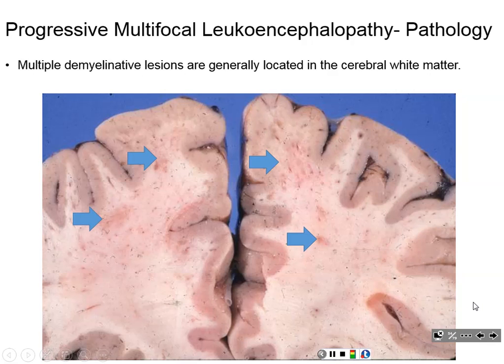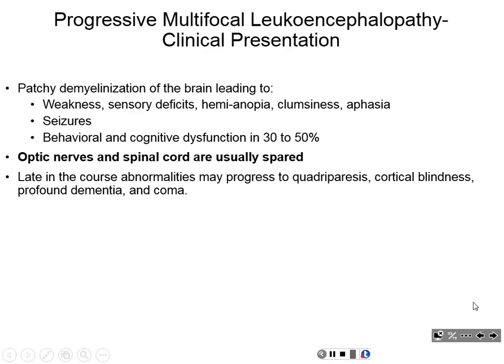By pathology, we're going to see multiple demyelinative lesions in the white matter of the brain. This patchy demyelinization is the cause for the symptoms again. Can't conduct signal, you start having symptoms. We have weakness, sensory deficits, clumsiness is a big one.